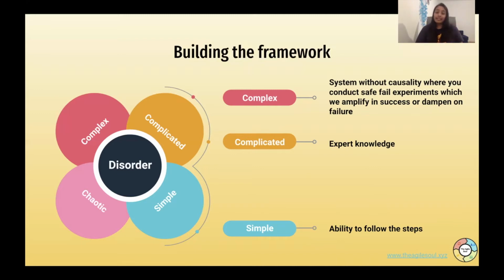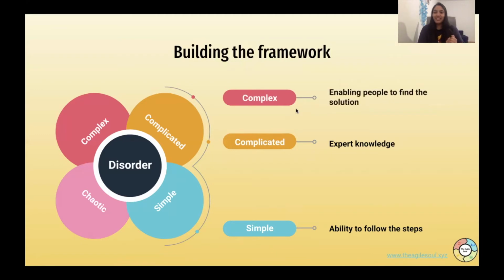But in a complex system, we prefer doing the safe-fail experiments, wherein we ask you to try based on your knowledge, where we enable you to find the solution. And in this process of enabling you to find the solution, if it's a success, we amplify it. And if it's a failure, we reduce it, which is why safe-fail experiments. We have a plan for both success and failure. And that is most important when you're working in a complex system.